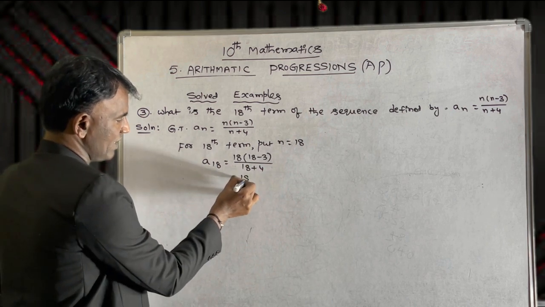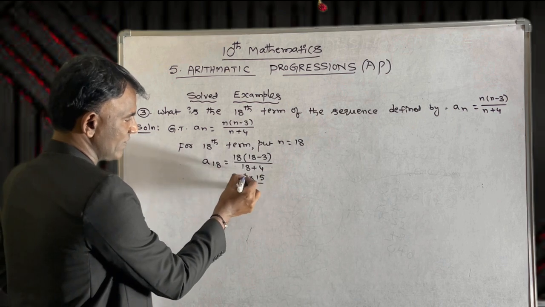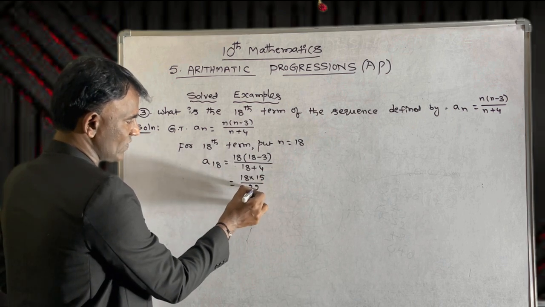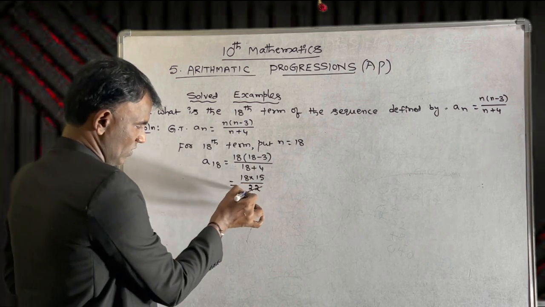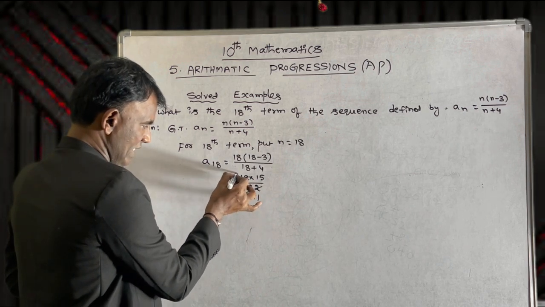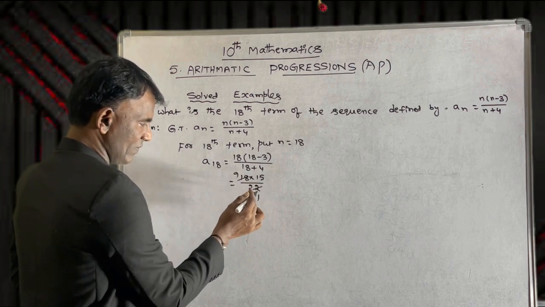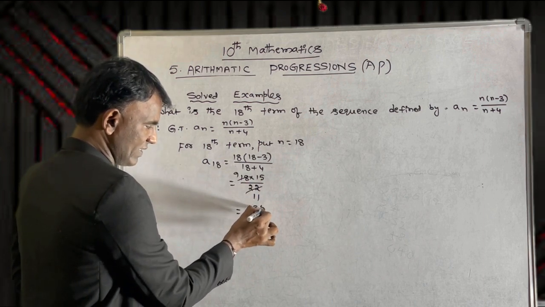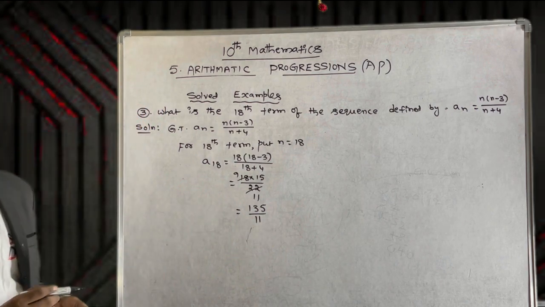Now 18 minus 3 is 15, divided by 18 plus 4, that is 22. And here 2 11s are 22, 2 9s are 18. Then what is the remaining value? 9 into 15 means 135. And the denominator value is 11. So that is the answer.